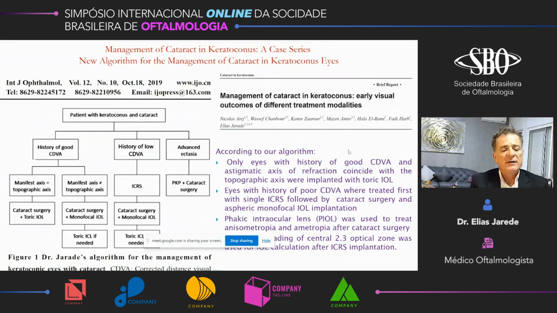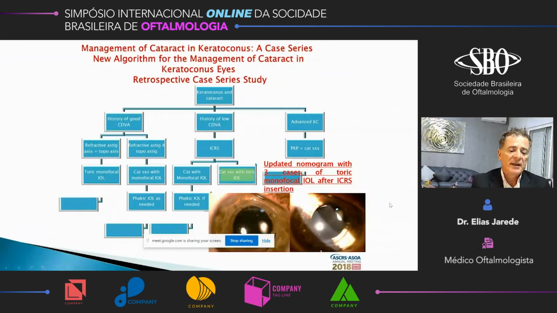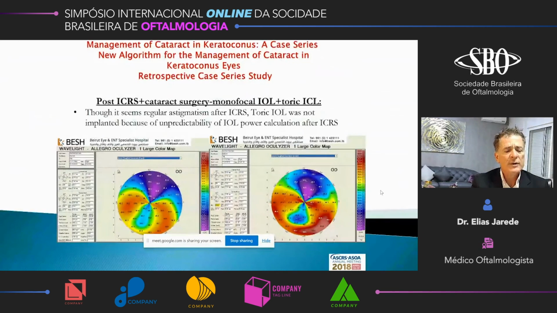Eyes with poor corrected distance visual acuity should always be implanted with the ring to regularize the ocular surface, and then we do mostly a monofocal IOL. Visual rehabilitation after the monofocal IOL can then be attained by the ICL, in which we have a good experience, implanting ICL in pseudophakic patients. Sometimes, in very rare cases, we have implanted a toric IOL after ring implantation, where we have been sure that the topographic axis of astigmatism is exactly the axis of refractive astigmatism. Here he's showing cases of keratoconus, where the refractive astigmatism coincides with the corneal astigmatism.